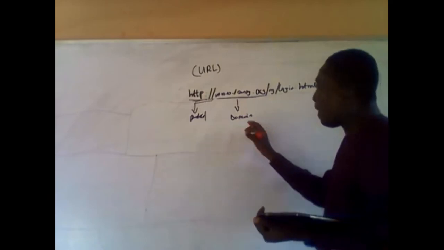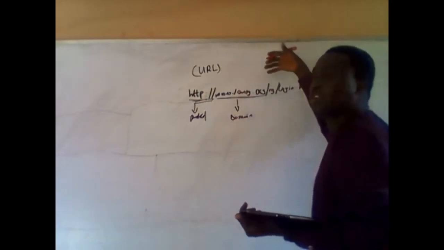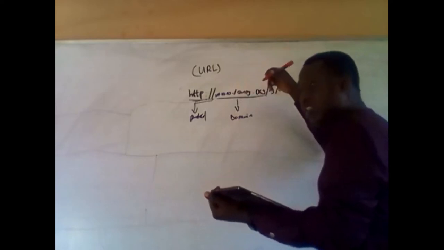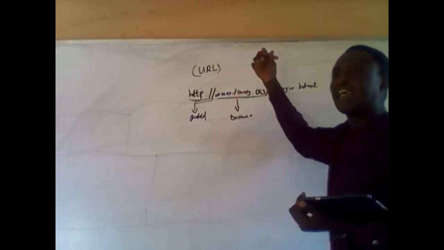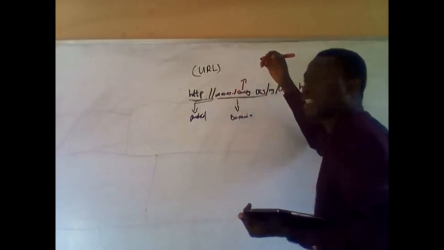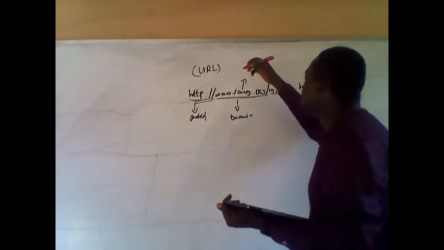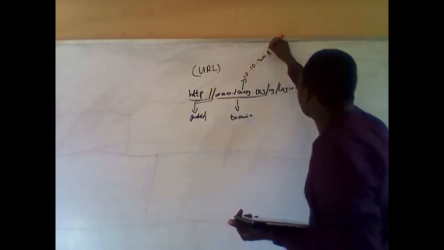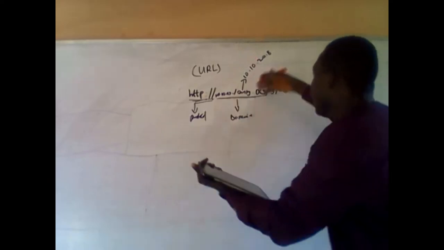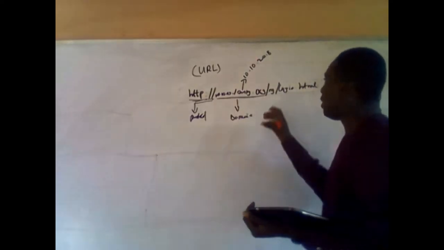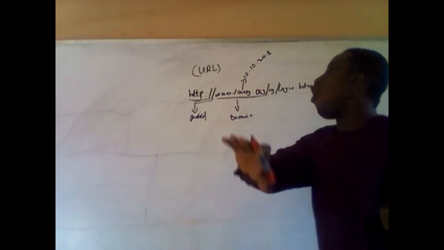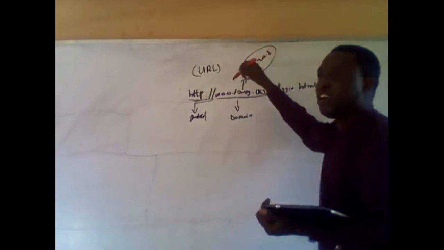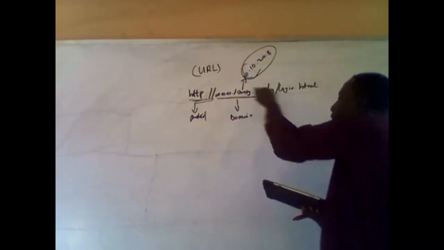Are we making sense? Behind this ICANN.org, the meaning of ICANN.org could be something like 10.10.20.8. This is an example of an IP address. It means that on the internet, this address is the address of the server on which this file is stored.